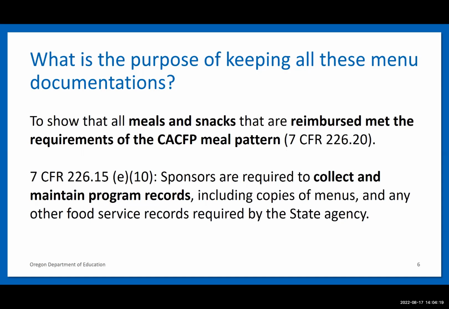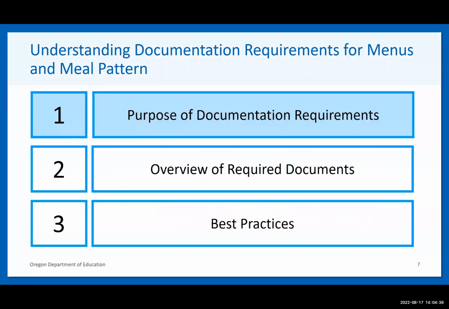Your documentation shows that you are fulfilling the main purpose of the CACFP, which is to help sponsors serve nutritious meals for their participants. The menus and all other food service records that we require are your proof that you met these CACFP requirements. So what exactly makes up the menus and other food service records that are required? In our next section, we will take a look at these documents and how they help you show that you met your meal pattern requirements.